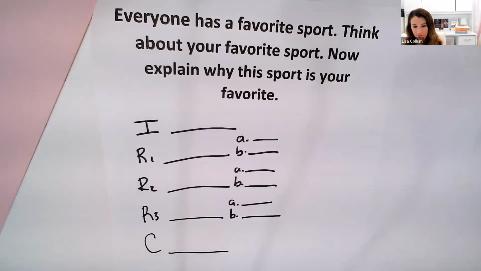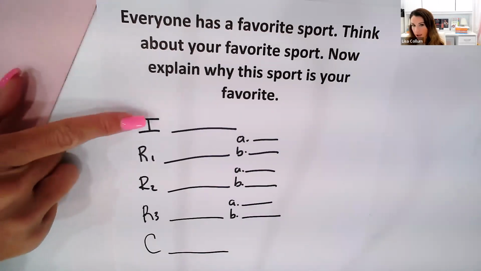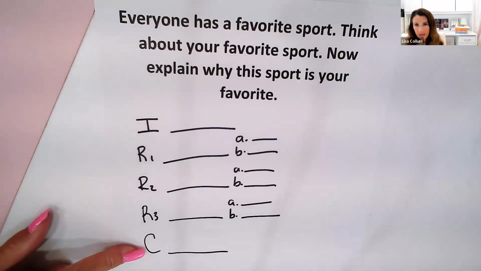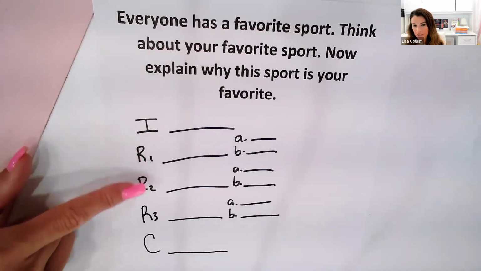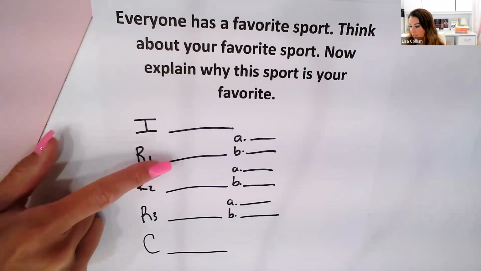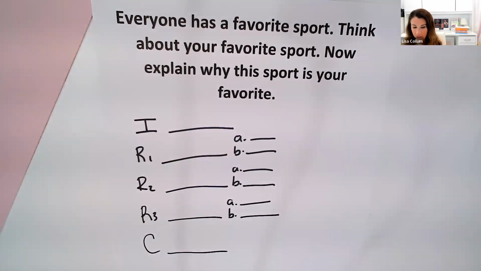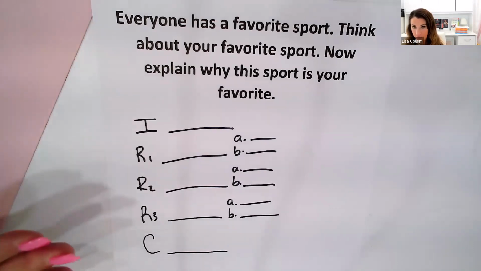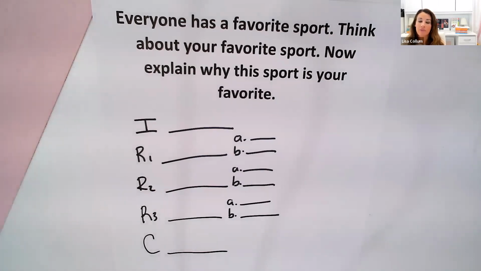Okay, you're going to pick your favorite sport, and whatever sport you pick, you're going to put that sport on the I and the C line. And then you're going to come up with three reasons why that's your favorite sport. And then for each reason, give me an A and a B, a detail or an example about it. Okay. And then next week, we're going to work a little bit more on these prompts and planning, and then we'll move into actually writing the essay, which is the fun part.